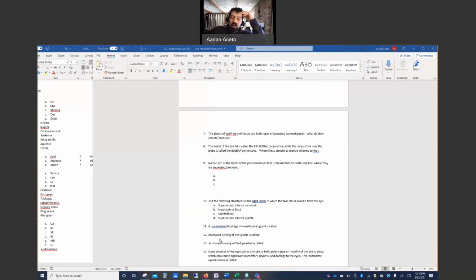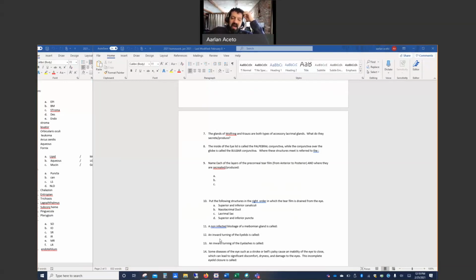An inward turning of the eyelids is called entropion. If the eyelids turn in, it's an entropion. Now, are the lashes scratching the back of your eye? Are they scratching the front of your eye? Are they in contact? Sure, but the major issue is the eyelids are turned in altogether. Ectropion is when they're floppy and they turn out and the palpebral conjunctiva is exposed.